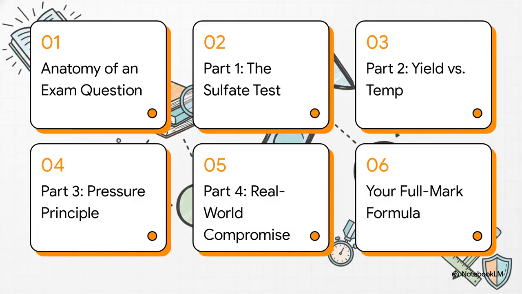So, here's the game plan. We're going to dissect question 7, which is all about making sulfuric acid. We'll look at every single part, from the chemical tests to the equilibrium stuff, and even the real-world compromises they have to make. By the end of this, you'll have a formula for turning what you know into maximum marks.